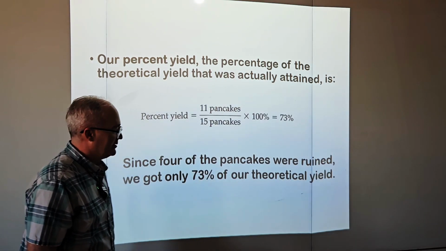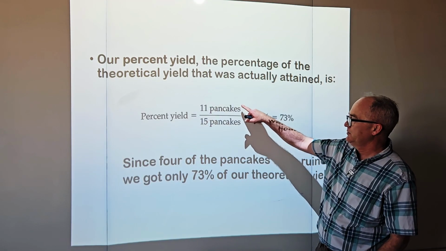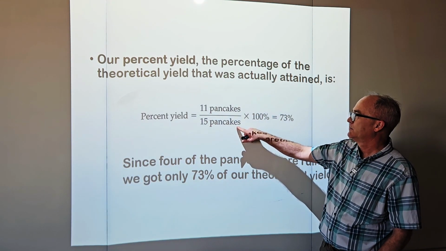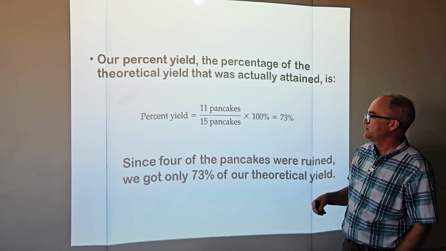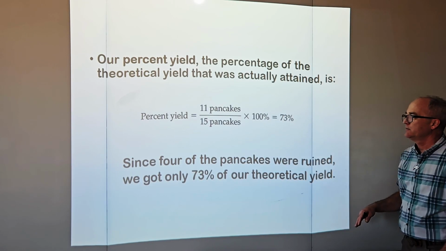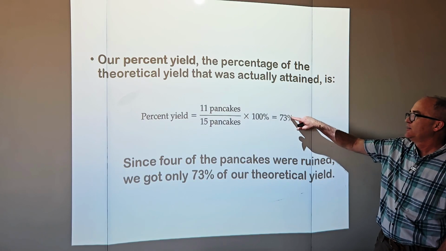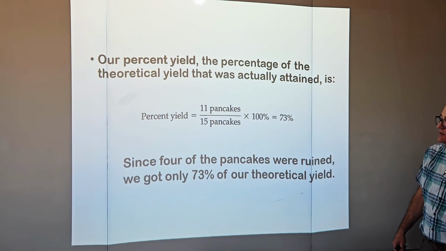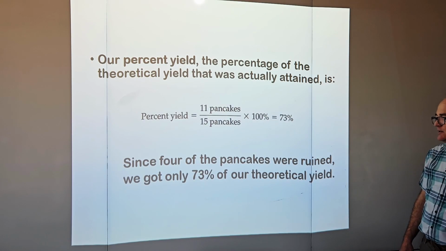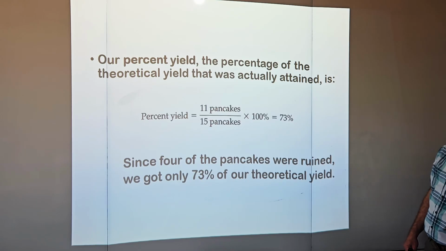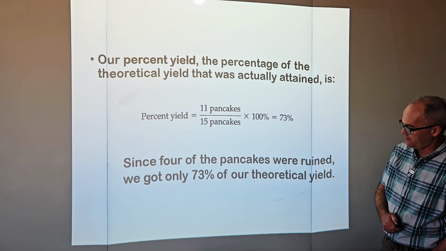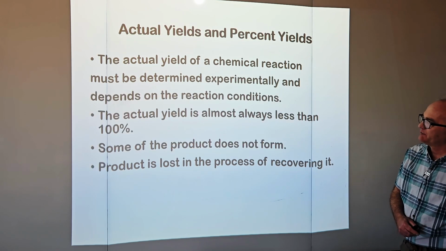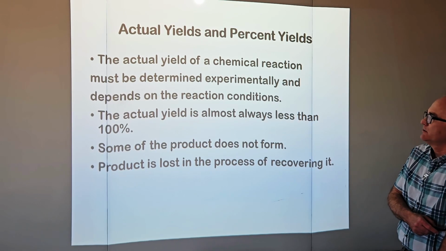What is the percent yield? It's actual divided by theoretical. And then that comes out point something, 0.73, multiply it by 100 so we get a nice whole number, and the percent means per 100. So we only got a 73% yield, and we lose our job at Village Inn. Any questions on percent yield? Actual yields and percent yields.